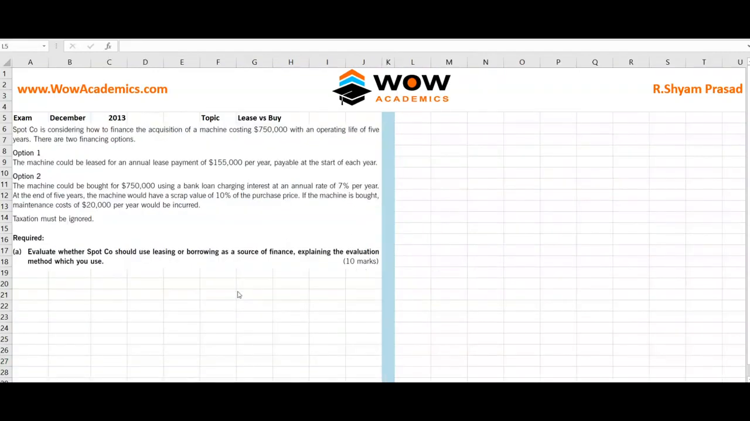So we'll start with this sum. In this sum, we are going to deal with the topic lease versus buy, and it's a December 2013 question, and the requirement is evaluate whether Spotco should use leasing or borrowing as a source of finance, explaining the evaluation method which you use. So we'll start from the question. Spotco is considering how to finance the acquisition of a machine costing 7,50,000 with an operating life of 5 years. There are two financing options. Option 1, the machine could be leased for an annual lease payment of 1,55,000 per year, payable at the start of each year.